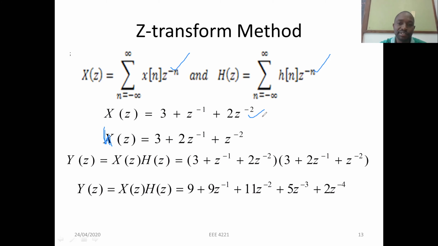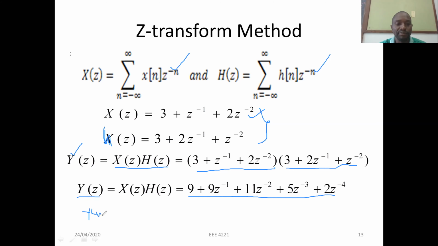So once you have found these 2 transforms of the 2 signals, X of Z as well as H of Z, the next step is to multiply the Z transforms of the 2 in order for you to get Y of Z. And this is what we have done here. This is the Z transform X of Z being multiplied by the Z transform H of Z. And when you multiply and simplify this, you are going to get an equation of this nature. Now this equation is of Y of Z, but remember our interest is to find Y of n.